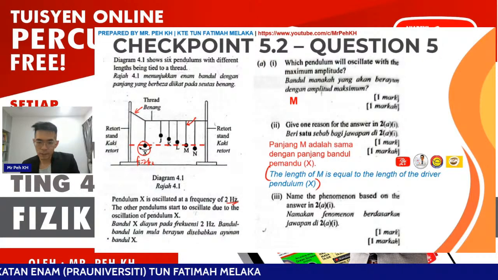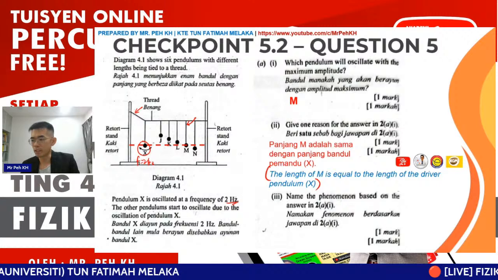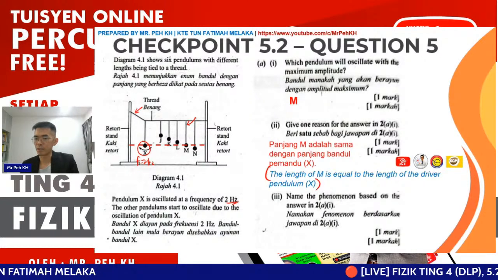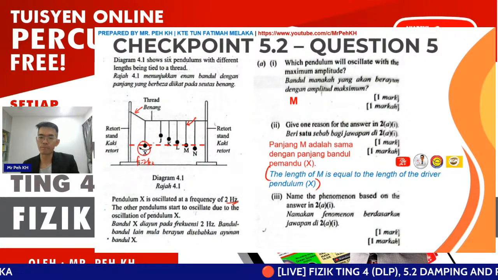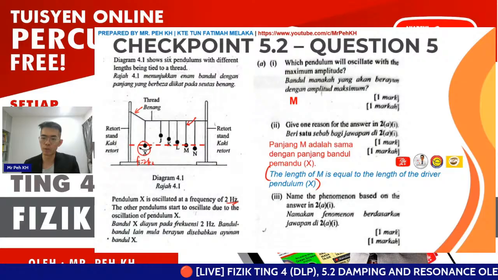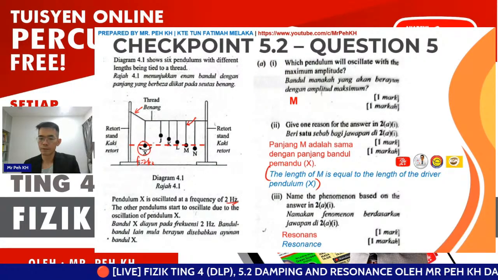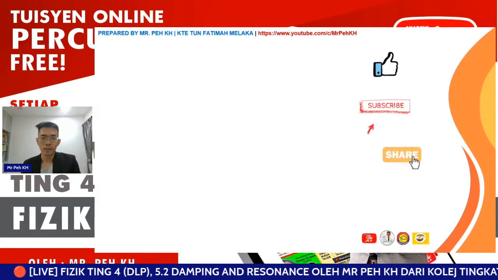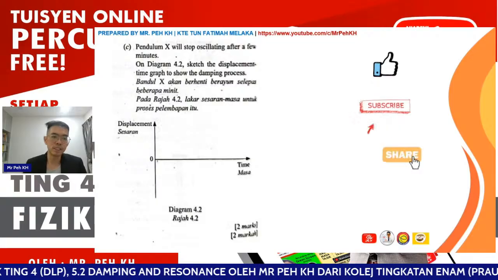Okay, then number 3, name the phenomenon. So this is the one and only phenomenon we learned today in learning standard 1. The phenomenon we know as resonance. Okay, it will be resonance. Then now we go for C.